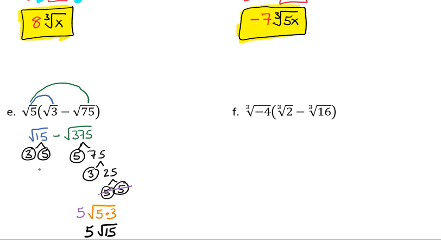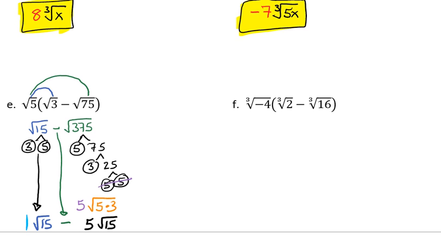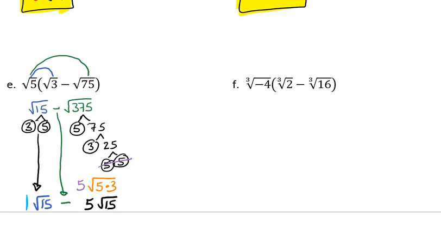And right here, that doesn't change. We're just going to bring it down, and that's our square root of 15. And remember, it was a minus. So this is like saying 1 square root of 15 minus 5 square roots of 15, which should give us a final answer of negative 4 square roots of 15 as our final answer.